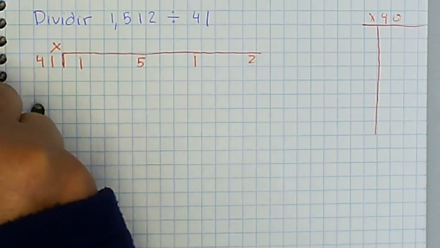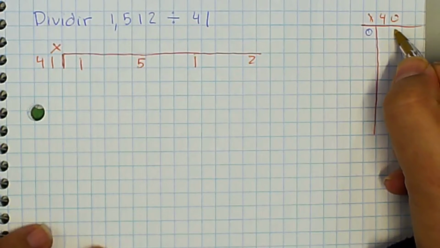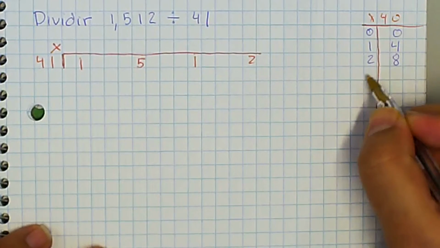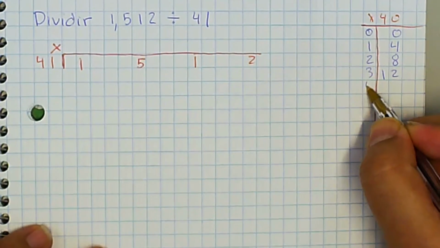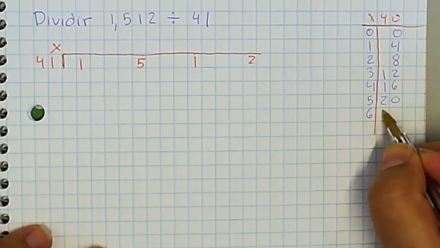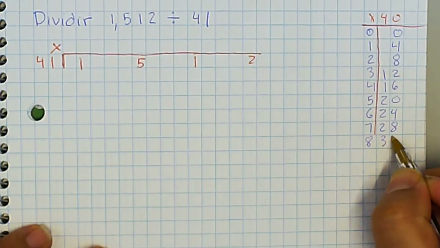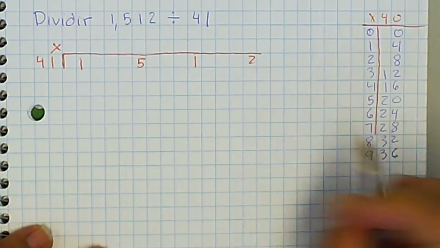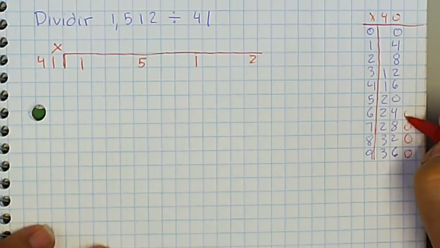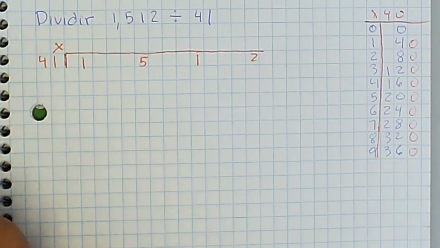But Mr. Charles, I don't know the 40 timetables, but I know the 4, so I can start with 4. 4 times 0 is 0, 4 times 1, 4, 4 times 2, 8, 4 times 3, 12, 4 times 4, 16, 4 times 5, 20, 4 times 6, 24, 4 times 7, 28, 4 times 8, 32, and 4 times 9, 36. And since this is the 40 timetables, I'll just complete it with the 0 at the end, and I have the 40 timetables.